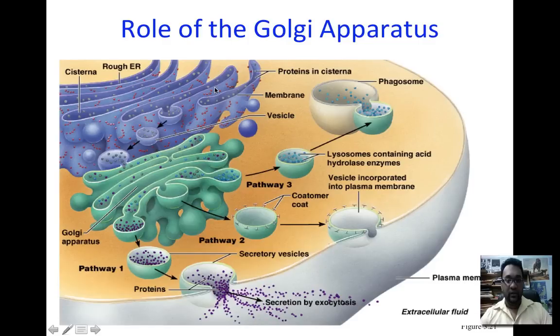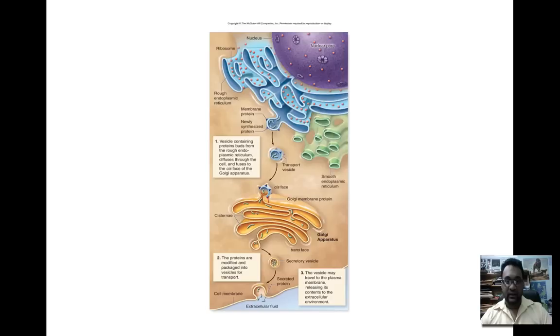Now the role of the Golgi apparatus. Remember what we said before, the Golgi apparatus is the shipping center, like the FedEx or the DHL or whatever, right? And I think I should have a better diagram. Yeah. So let's look at this diagram here.